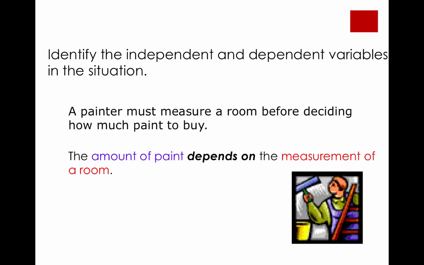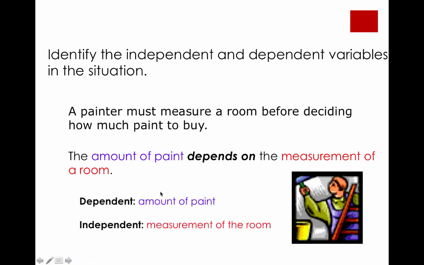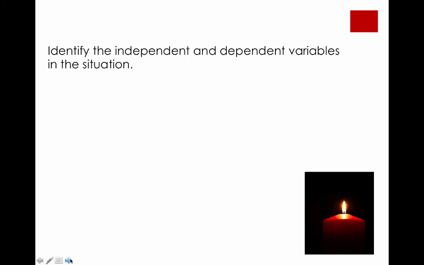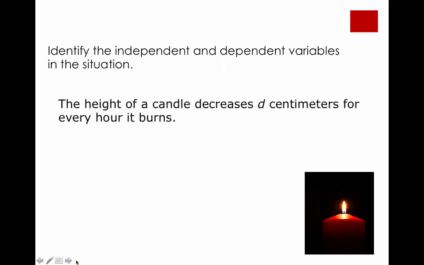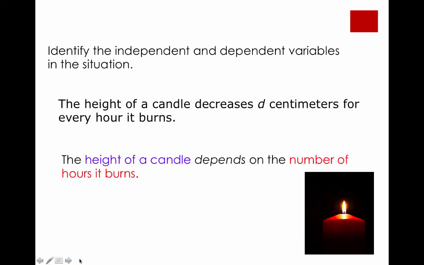It is what it is, but how much paint I buy will change depending on how big that room is. So my dependent variable, or my y value, is my amount of paint. My independent variable, or x value, is my measurement of the room. All right, I've got another situation where I've got an independent and dependent variable. The height of a candle decreases d centimeters for every hour it burns. Well, the height depends on how many hours it burns. Okay, so which one is my dependent and which is my independent variable?